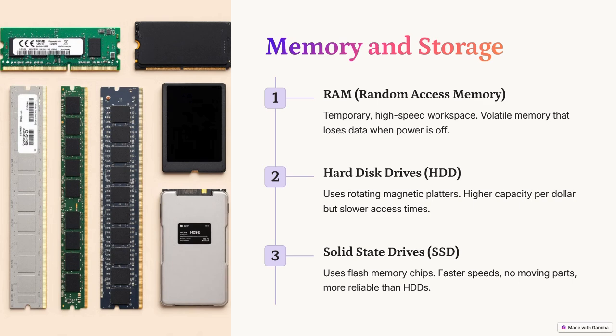HDDs, hard disk drives, traditional mechanical drives that offer high capacity at lower costs. SSDs, solid-state drives, newer technology that's faster and more reliable, but typically more expensive per gigabyte. Here's a helpful analogy. RAM is like your desk workspace: the larger it is, the more projects you can work on simultaneously. Storage is like your filing cabinet where you store documents for later use.